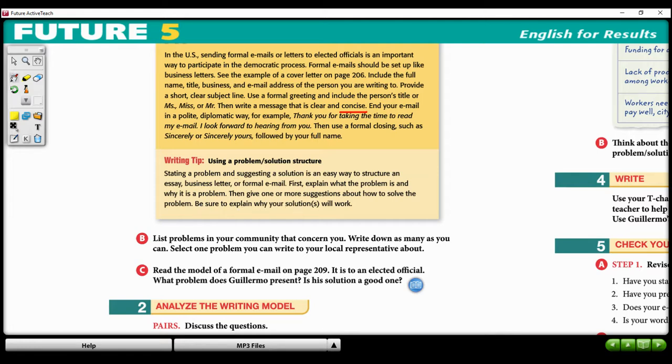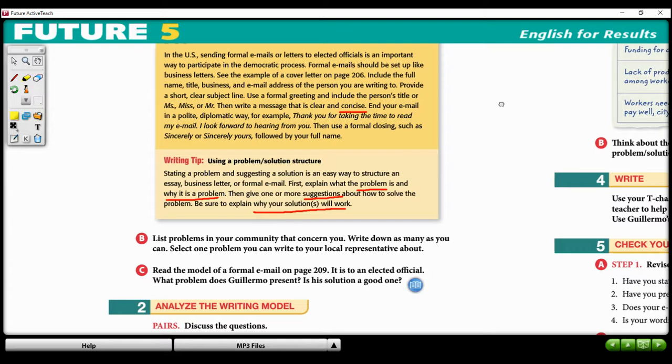Okay? So when we write an email, you are going to have a problem. You're going to explain the reason that this is a problem. You're going to write suggestions for that problem and why your solutions will work. That's going to be results. Okay.